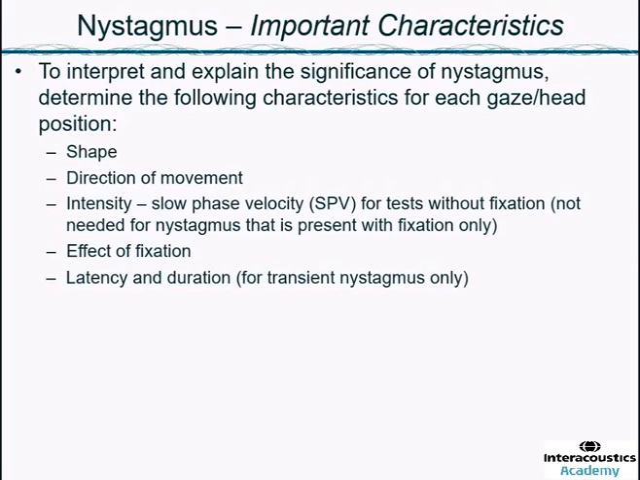And finally, the effect of fixation, which is a very important factor in identifying or distinguishing central from peripheral nystagmus. And finally, the latency and duration. This type of parameter, latency and duration, is usually reserved for a transient type of nystagmus, which you might see during Dix-Hallpike in patients with BPPV. But on occasions, you'll see it in the gaze test, and I will discuss that in a minute again.